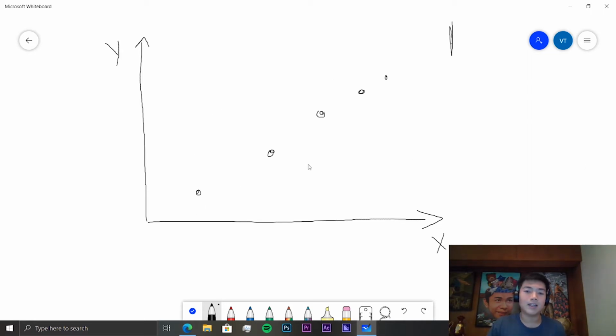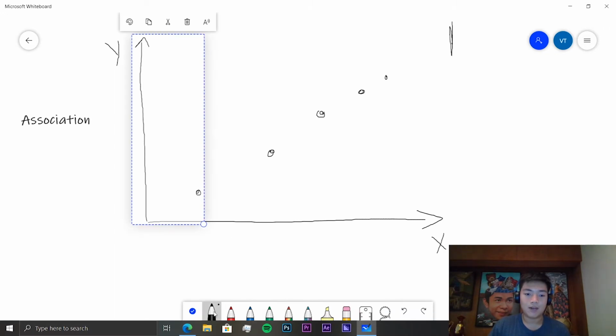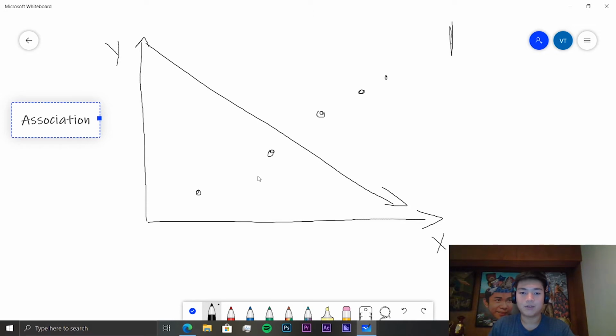When we're looking at a scatter diagram, we want to see if there's any trend between the two variables. There are many ways we can describe the trend. The first is association. Association is whether the trend has positive or negative association. If one variable increases and the other variable increases, then we call it a positive association. If one variable is decreasing while the other variable increases, then it's a negative association.